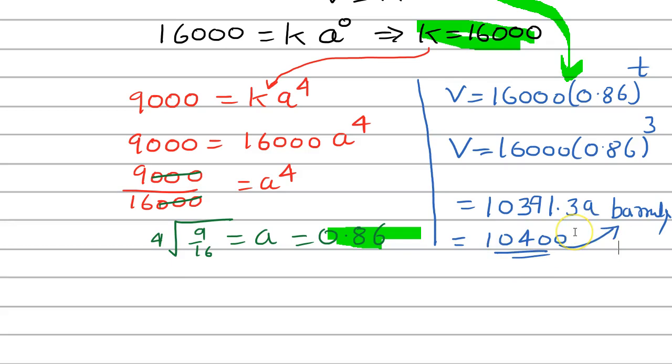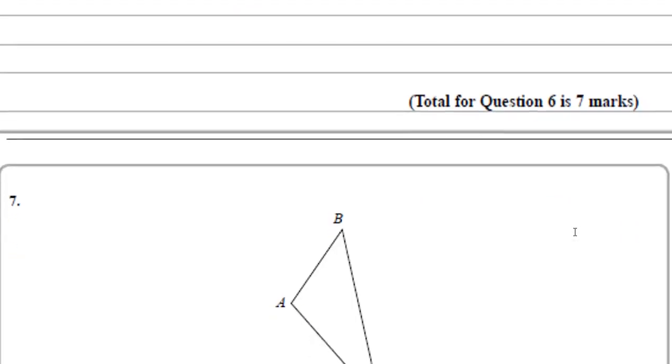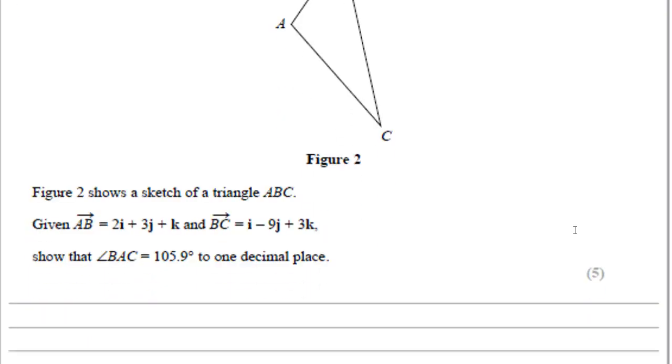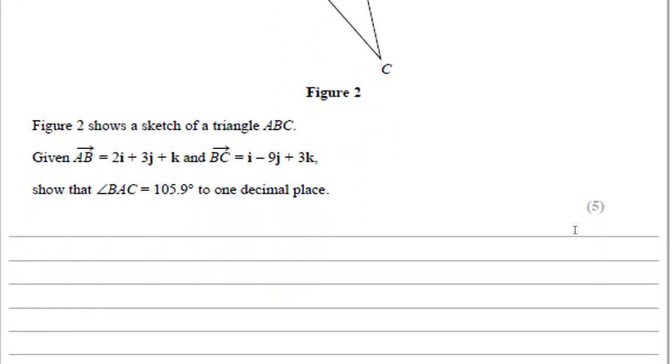So question number 7 now. Here it is given a figure to sketch the triangle ABC, and AB is given as 2i plus 3j plus k, and BC is given as i minus 9j plus 3k, and we need to show that angle BAC is 105.9 degrees. So this we need to prove.